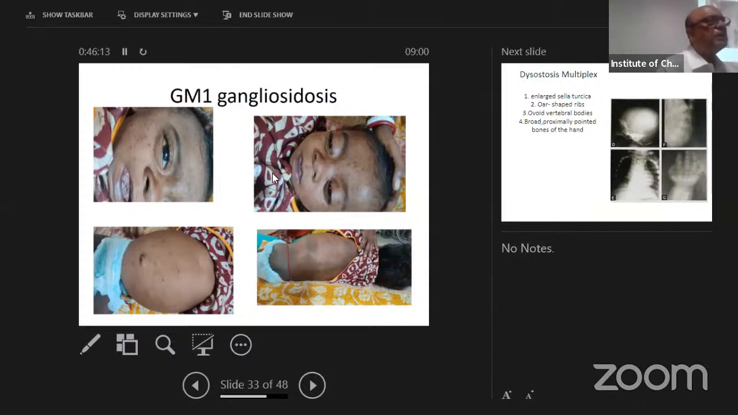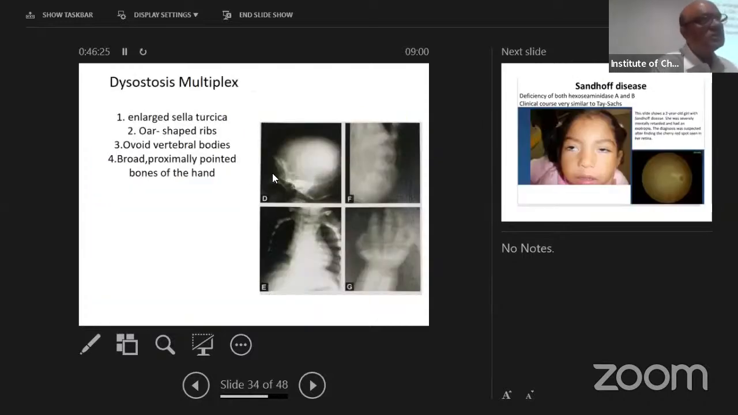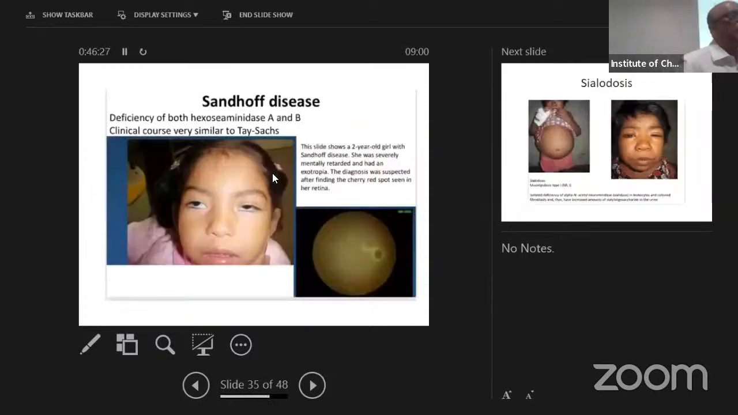Inguinal hernia also can present, but the extensive Mongolian blue spot is a very classic sign. But what about the GM2? GM2 has two diseases. She has added a third one, which is a new one, ganglioside activator deficiency also. But GM1, GM2 is Tay-Sachs, and Tay-Sachs and Sandhoff are similar.